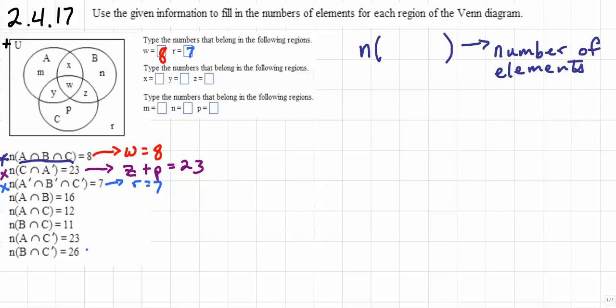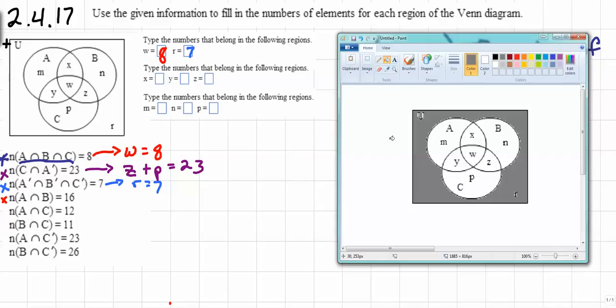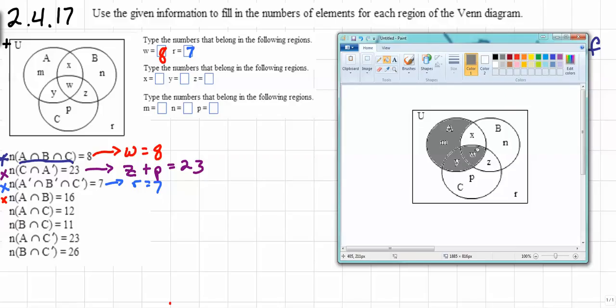Now, let's move on to the next one. And that's going to be this one right here. We're going to have the number of A intersect B. Well, what's A intersect B? That's going to be 16. And A intersect B is going to be where A and B overlap. So we look at A. This is A. And then we're going to look at B. And this is B.